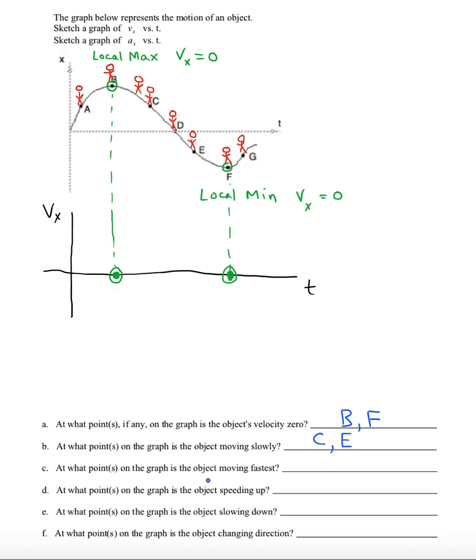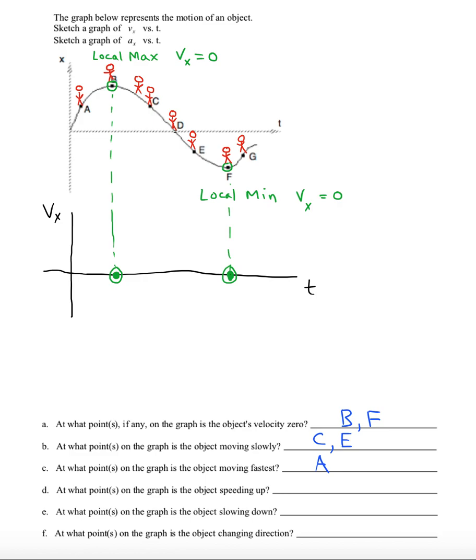Now, where do we think the object is moving fastest? Now we're looking for the steepest slope of all. I believe A is a good candidate. Maybe G, that's pretty steep, but I do believe A is steeper. So I'm going to put A as my answer to the fastest speed of all.